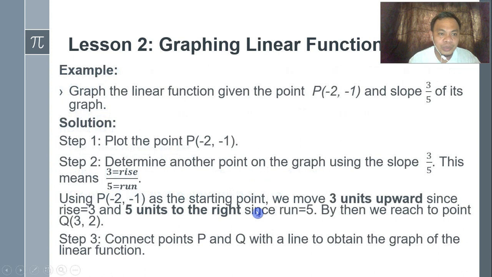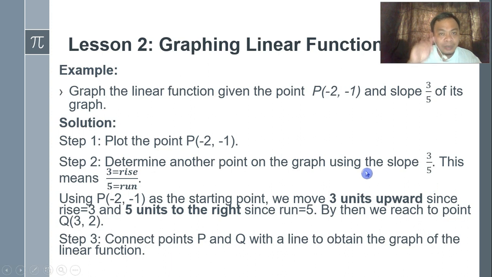Okay, so we have here, example, graph the linear function given the point P, which is negative 2 and negative 1. And our slope is 3 over 5. Okay, so i-graph natin to. So, step 1, plot the point P, negative 2, negative 1. And then, determine another point on the graph using the slope 3 over 5 or 3/5.